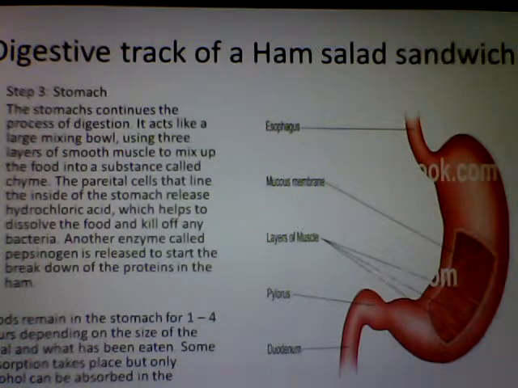Another enzyme called pepsinogen is released to start the breakdown of proteins in the ham. Food remains in the stomach for 1 to 4 hours, depending on the size of the meal and what has been eaten. Some absorption also takes place, but only alcohol is fully absorbed through the stomach.